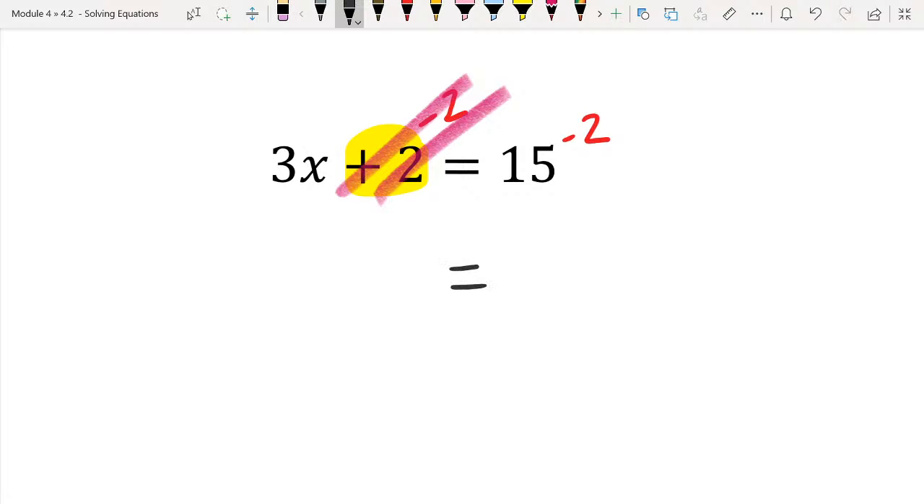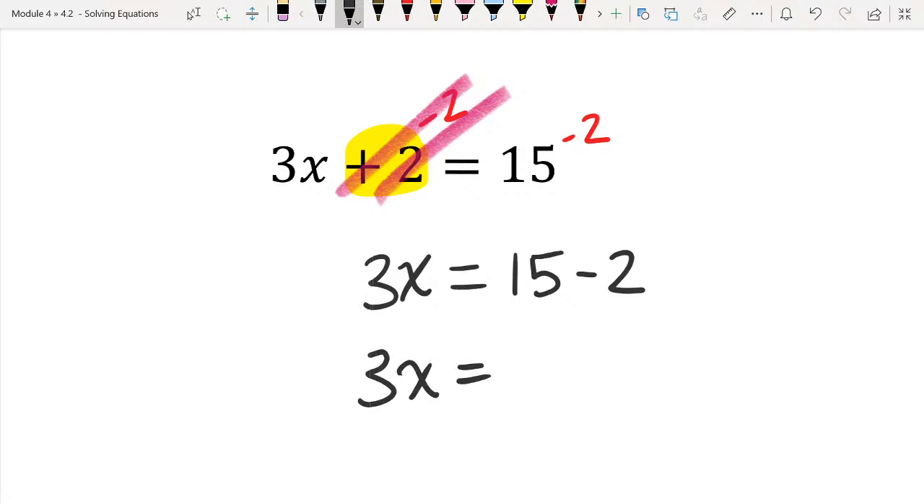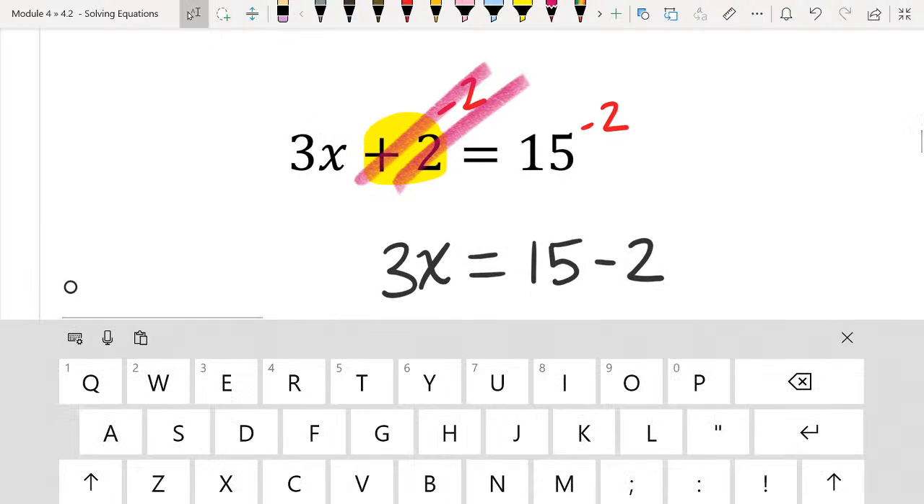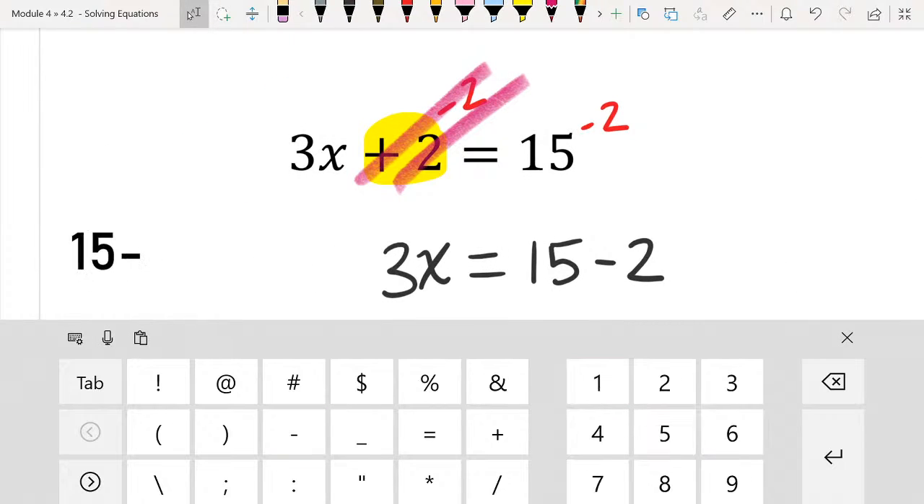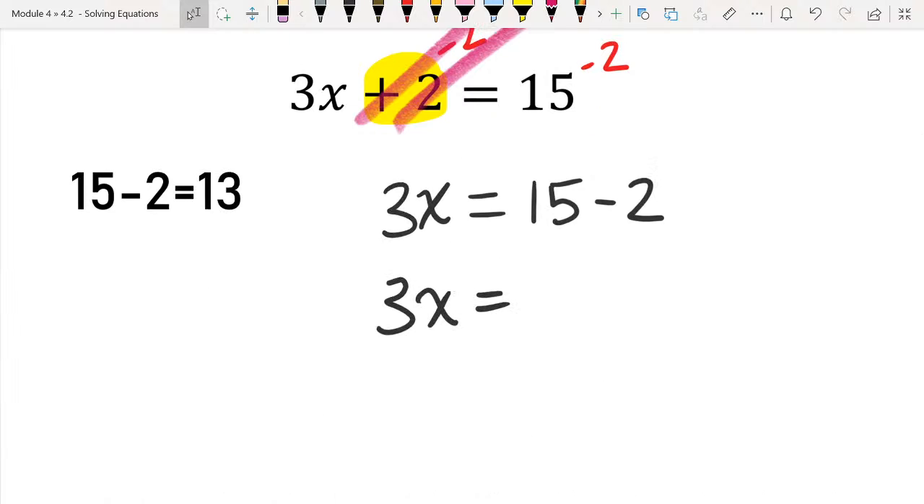And that means that over here now I'm going to have 15 minus 2. And over here, I got rid of my plus 2 by doing the opposite. So the only thing left is a 3x. And of course, we know what 15 minus 2 is. If you don't know what 15 minus 2 is, use your calculator. As it happens, 15 minus 2 is 13. So there we go.